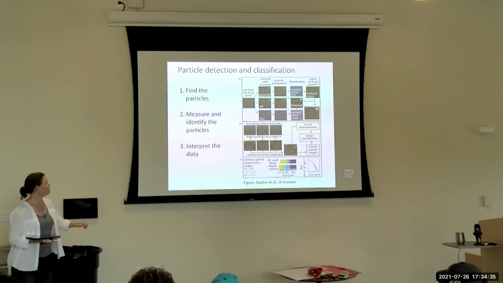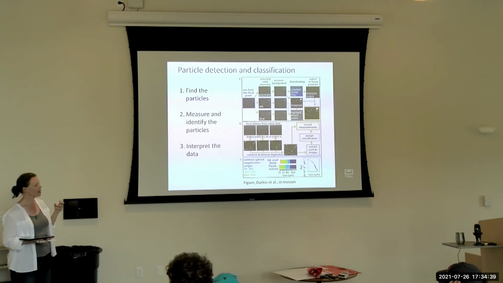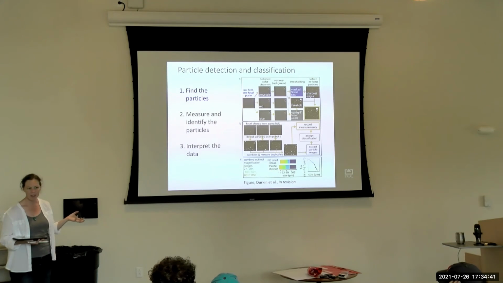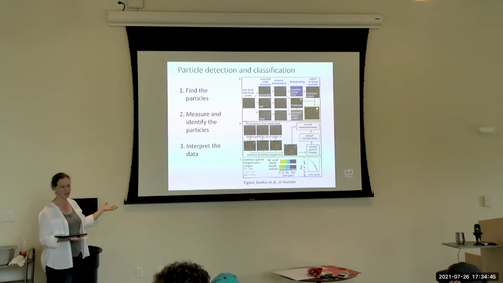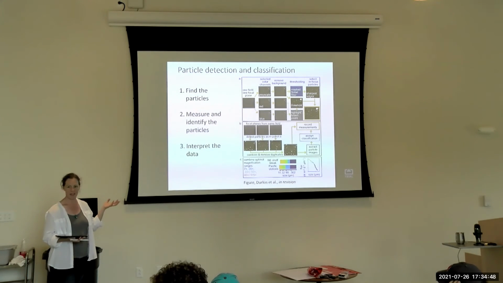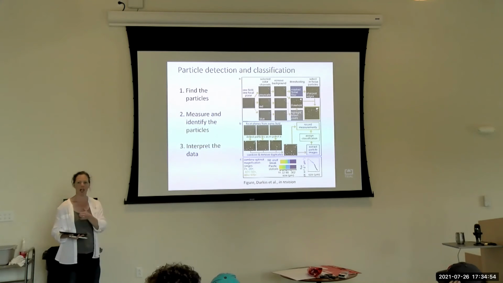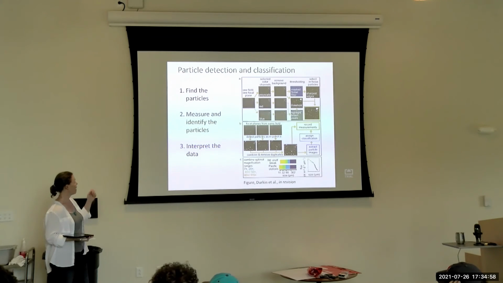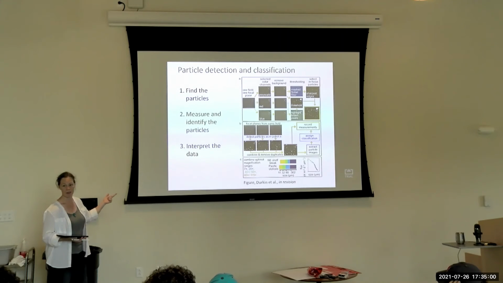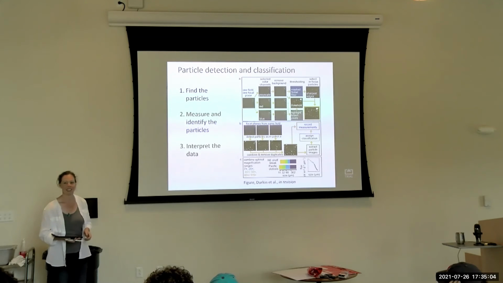But there's a lot of choices that have to be made along the way, a lot of classification decisions that have to be made along the way. And anytime somebody is generating information or an interpretation of this kind of image data, they need to be talking about those choices that were made, about how they found the particles, how they measured the particles and identified them, in addition to the usual how do you interpret the data type information.